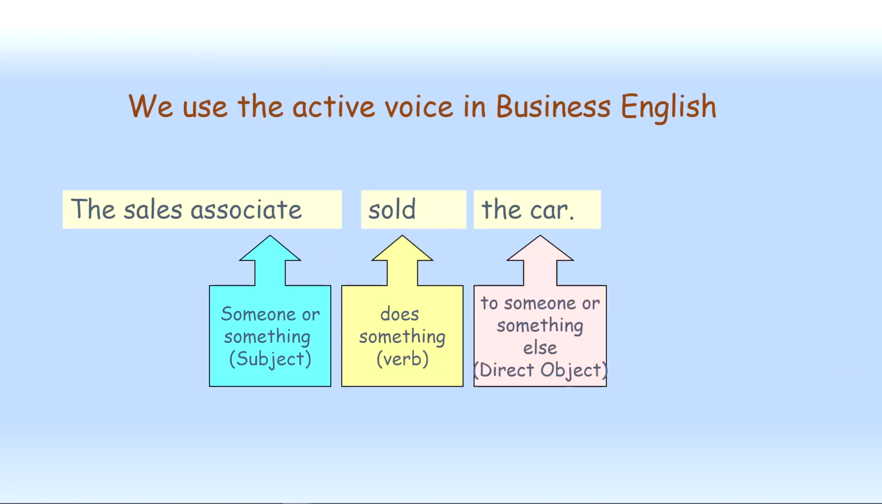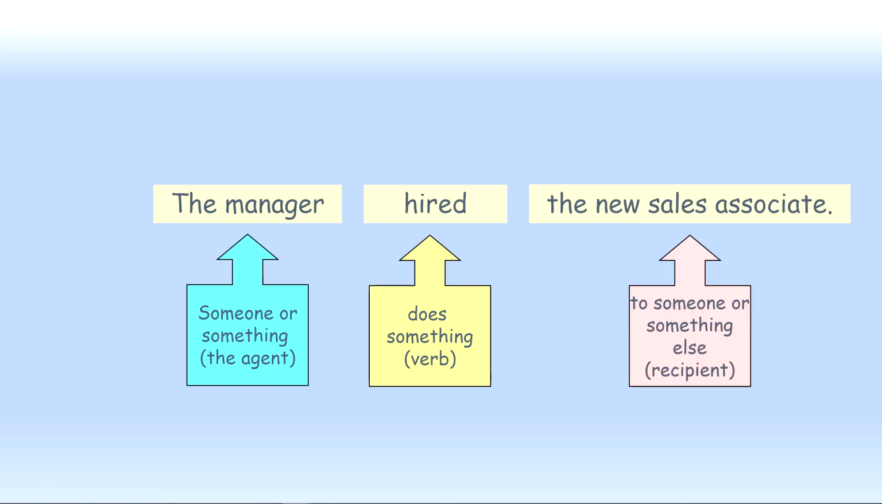Great. So just to leave you off with this right here, we use the active voice in business English. The sales associate sold a car. Someone or something is the subject. Sold does something, the verb. This is action. And to someone or something else, direct, the car, right? Here's one more example.